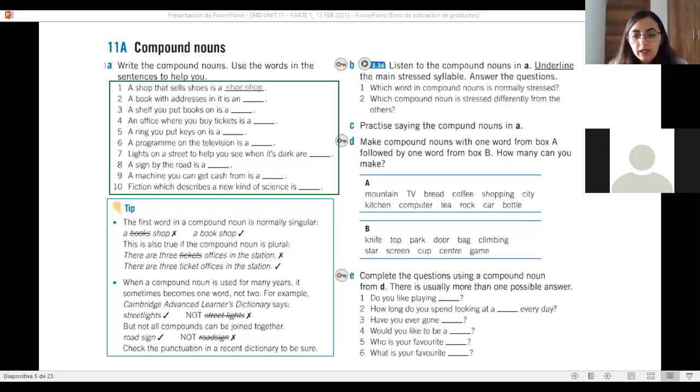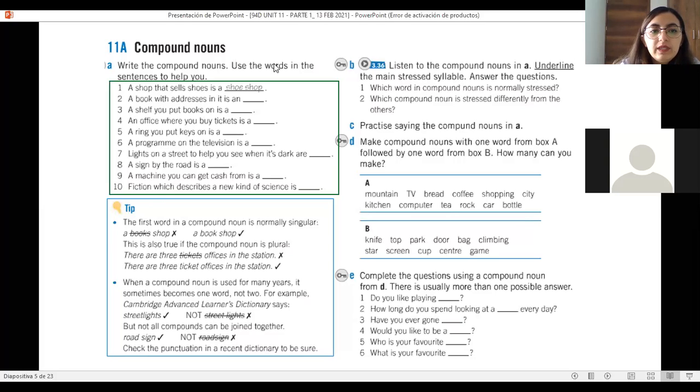So you're going to help me recognize or guess what is the compound noun. For example, the first we have: a shop that sells shoes is a, miren, una tienda que vende zapatos es una shoe shop, right? Una tienda de zapatos, shoe shop.